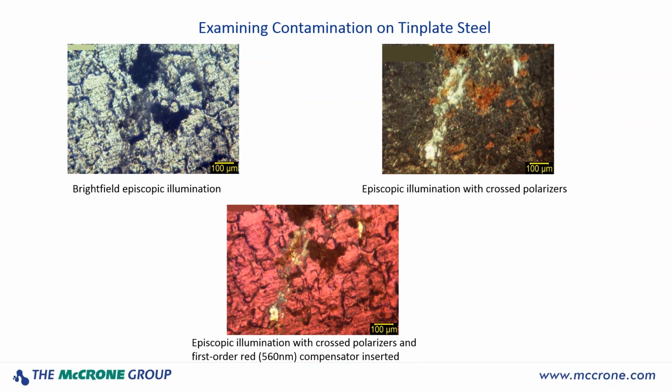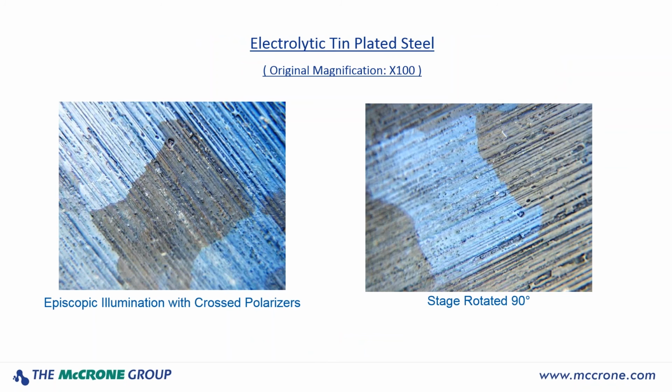So we can do one more thing. We can insert a first order red compensator into the light path, and that will also allow us to see that these bright materials lying on the surface are actually particulates that are crystalline materials, and they're quite birefringent. So there are a lot of things that we can see with these types of illuminations that will help us identify or isolate materials for further identification.